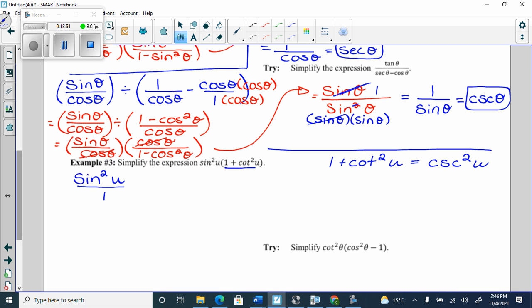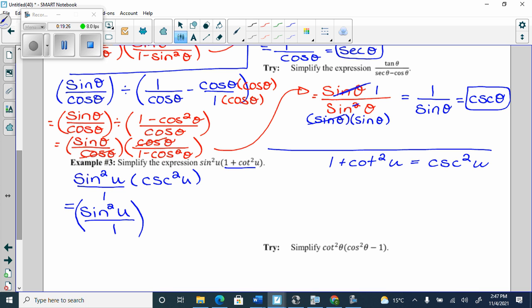Okay. So the 1 plus cotan squared u can be replaced with cosecant squared u. So I can literally take the 1 plus cotan squared, toss it behind my head, and throw in the cosecant squared u, because it's the same thing. Now, the sine squared u still stays, because I don't know what I can do with that. But cosecant is the same as what? 1 over sine.